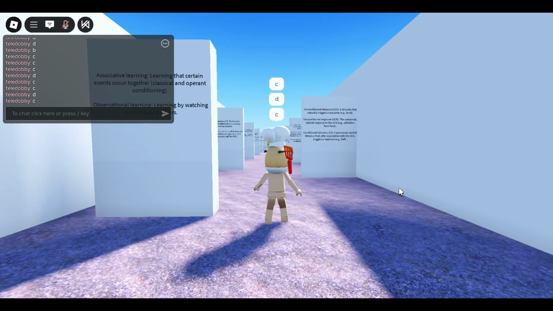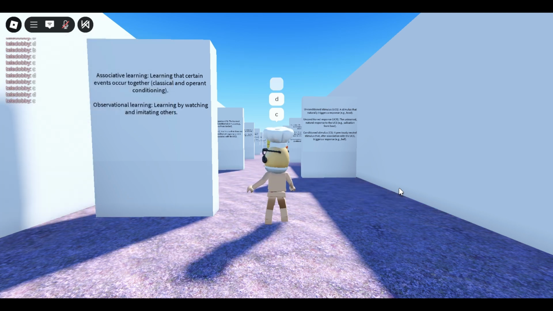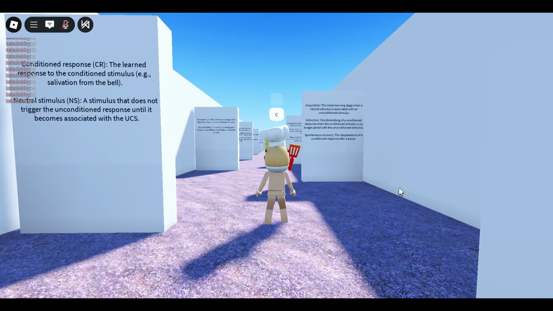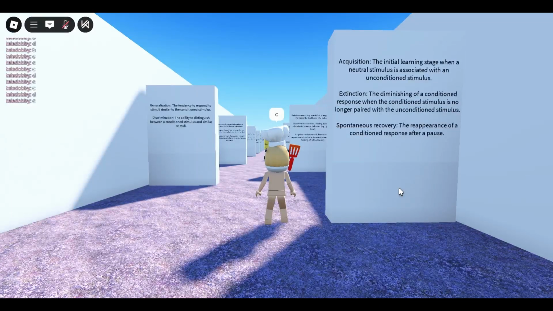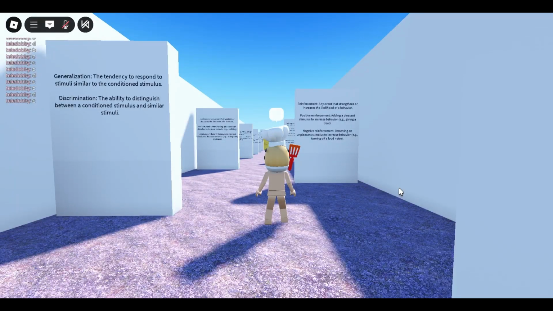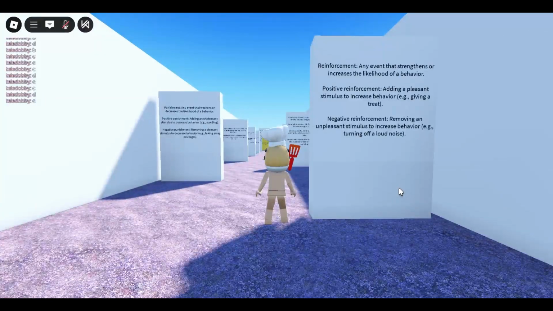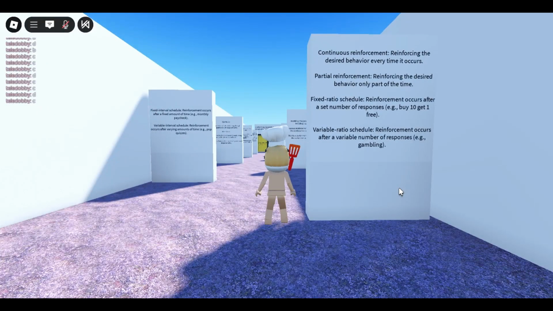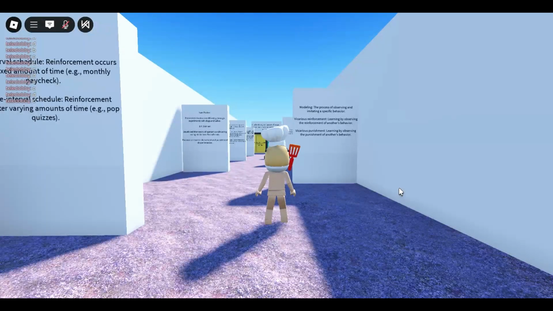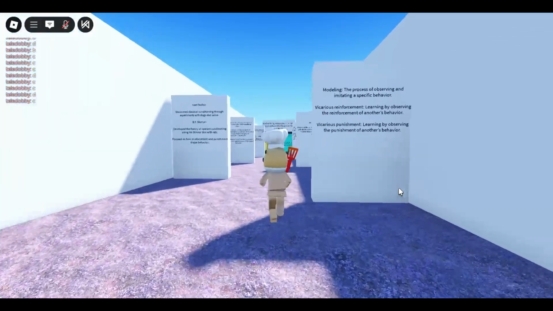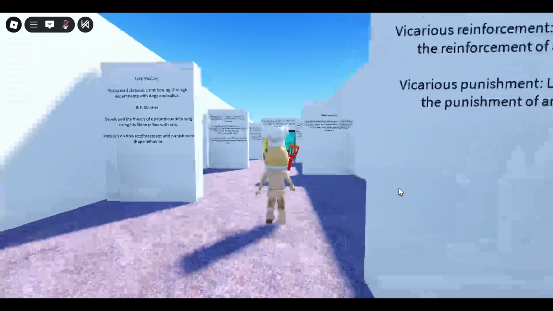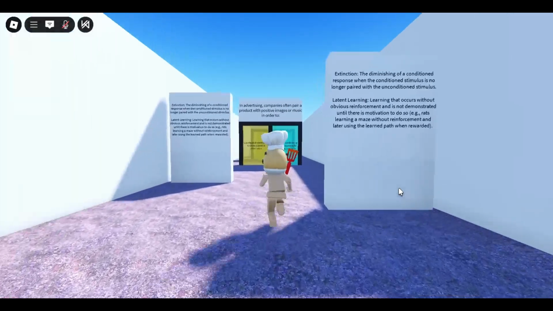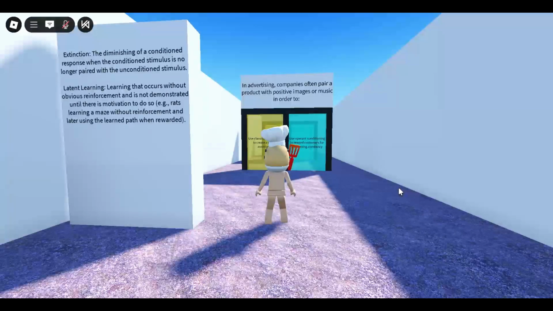And again, some useful study topics here are types of learning, types of stimuli, classical conditioning terms, generalization and discrimination, the difference between the operant behaviors, reinforcement schedules, modeling and vicarious learning, Ivan Pavlov and B.F. Skinner, Albert Bandura, generalization, discrimination, shaping, extinction, latent learning.